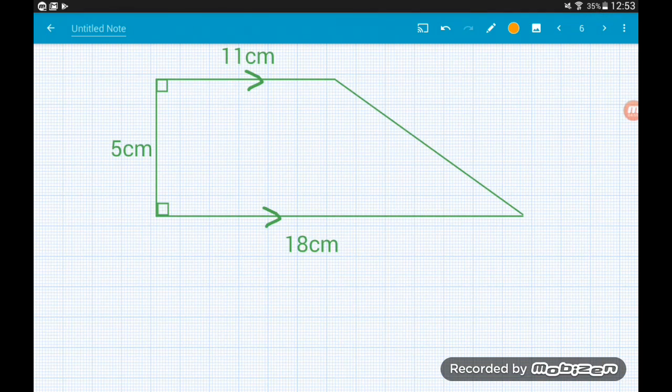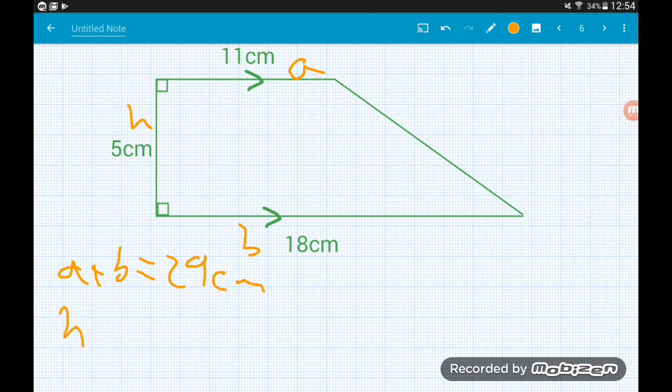Okay, example 3. Let's start off the same way again. Label our top and our bottom, A and B, and our height H. So, first of all then, A plus B, well that's going to be 11 add 18, which gives us 29 centimetres. Now the height times A plus B, which is 5 times 29, that gives us 145, but again remember that's a length times a length, so it's 145 centimetres squared.